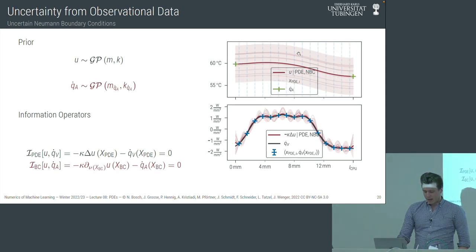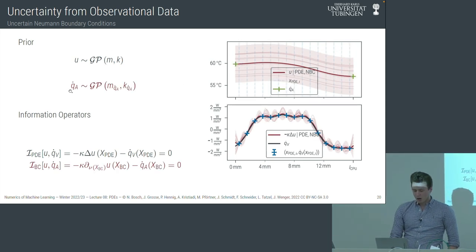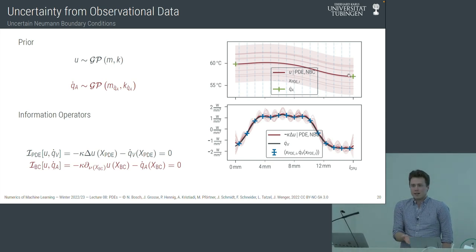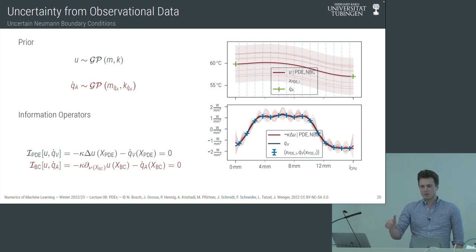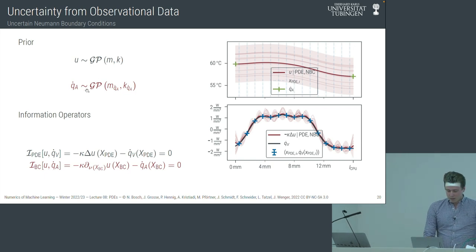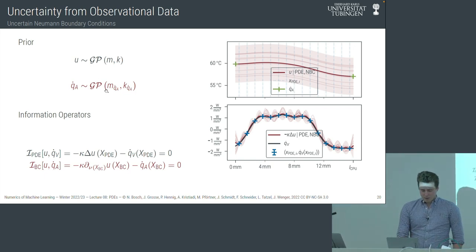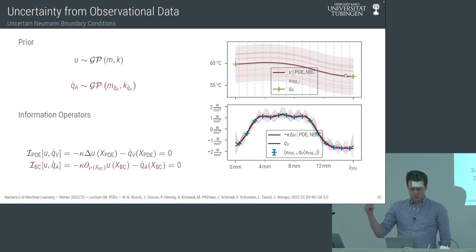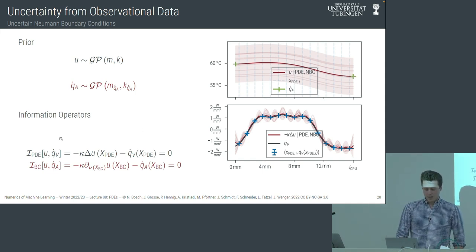So if we actually do that, we model the uncertain values of that derivative, because we don't know exactly how much heat leaves via the boundary, but we can add some plus or minus uncertainty to that. So we model it with another Gaussian, in this case a Gaussian process, but it is actually just a Gaussian distribution because it's just two values instead of a function. And we add an additional information operator, which is given by exactly that derivative at the boundary.